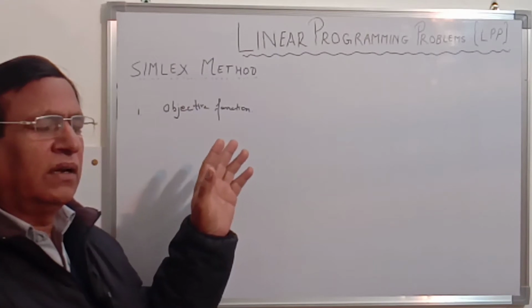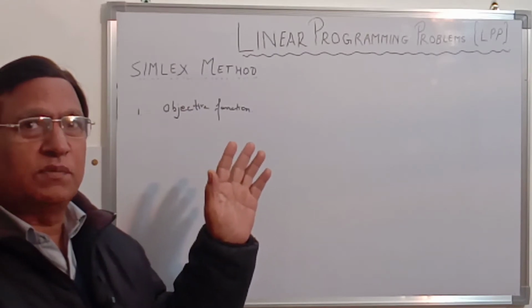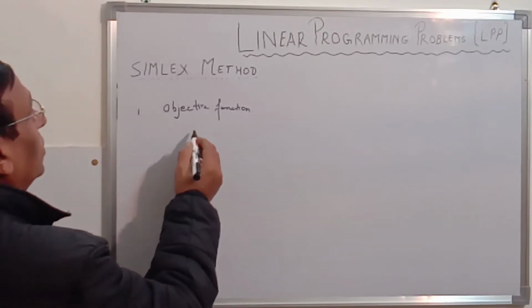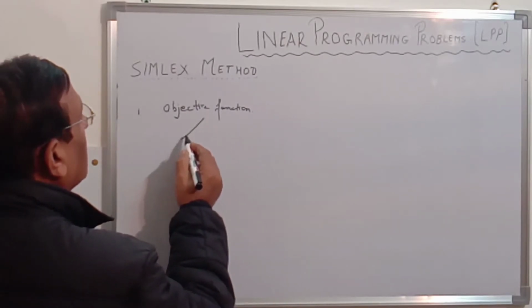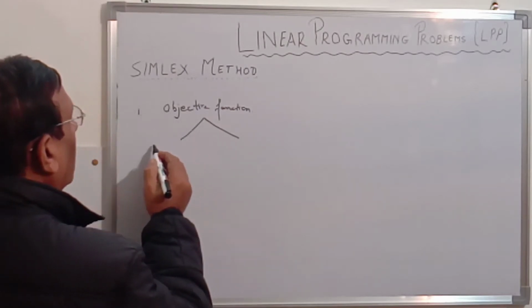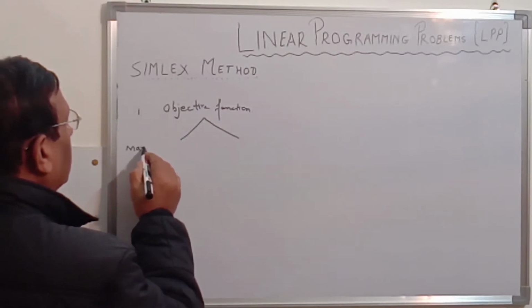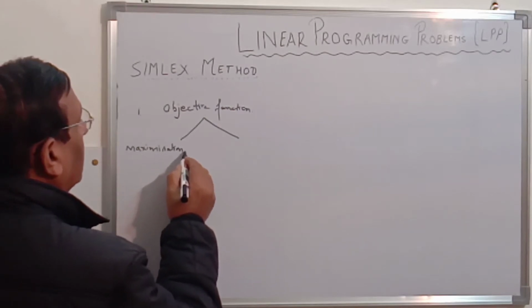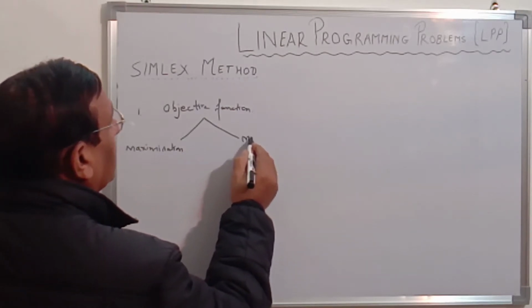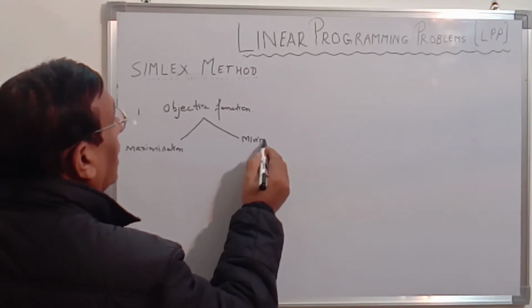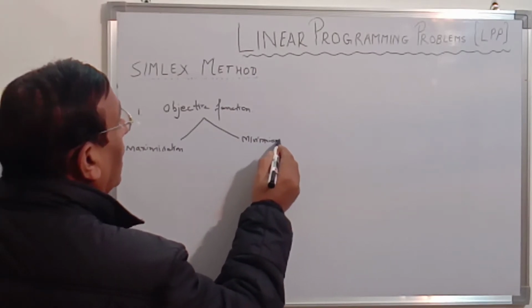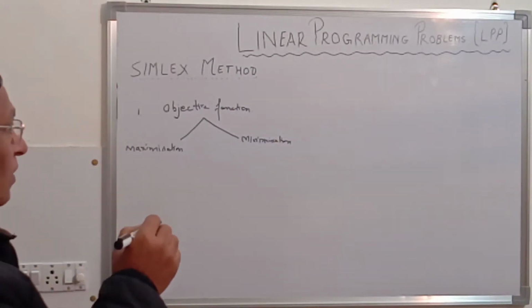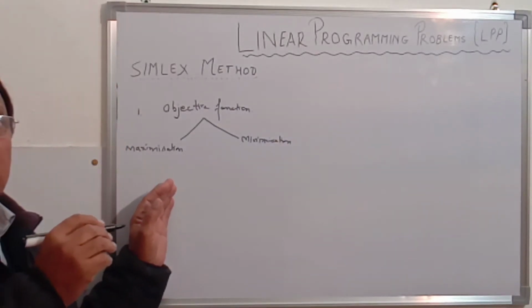Basically, everywhere we have two objectives. One is maximization, another is minimization. So there are two types of objectives: maximization objective and another is minimization objective.